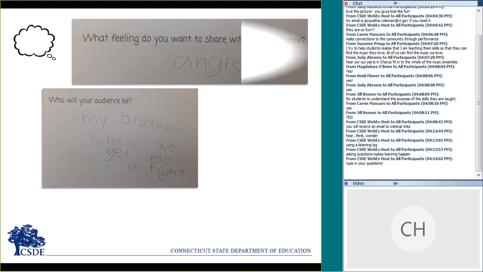As you can see, one student who was conveying anger said he would play his piece when he got into a fight with his brother, which of course is a great time to talk about nonviolent solutions to problems, listening or playing music being one of them.